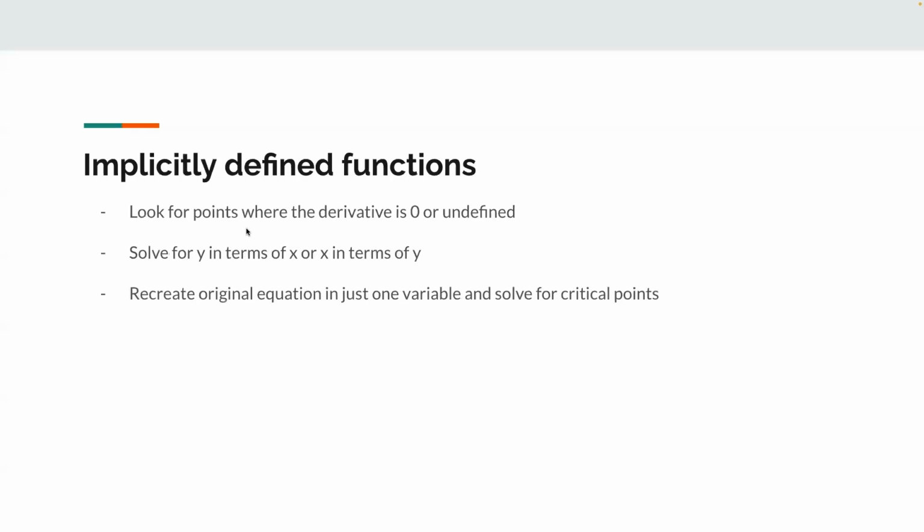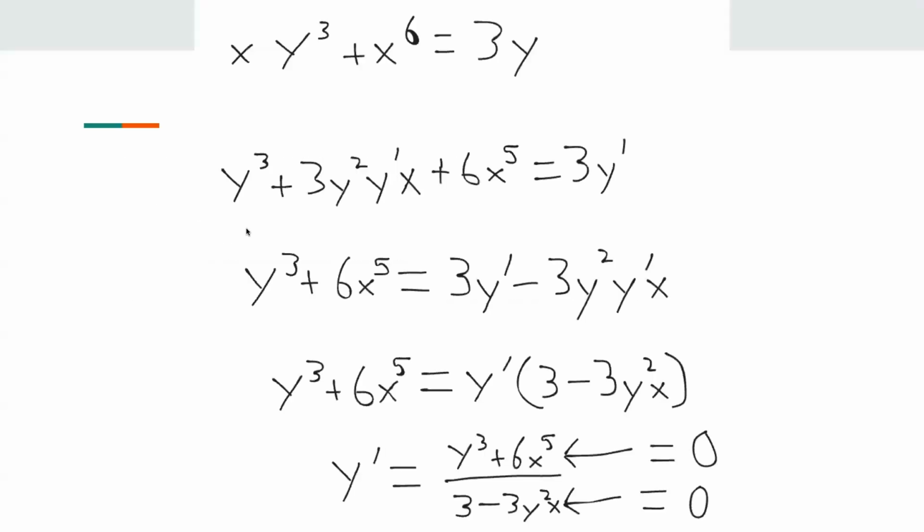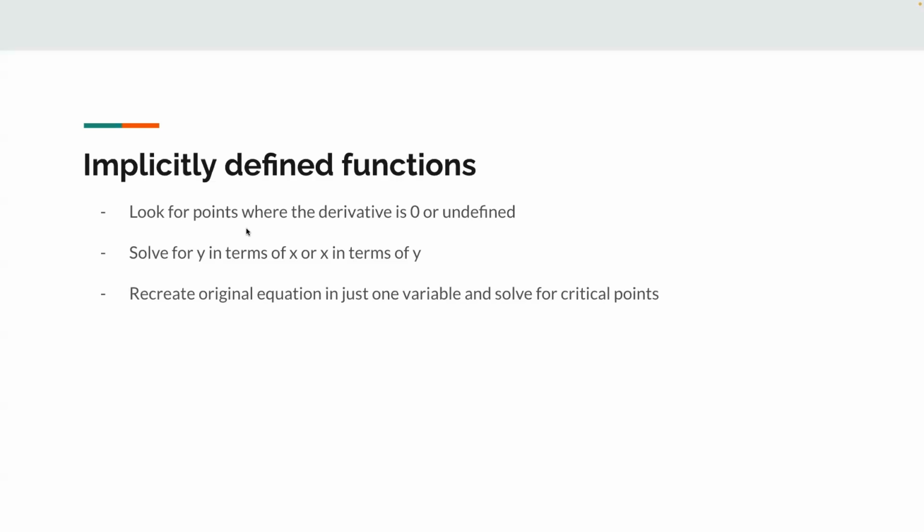Implicitly defined functions. In implicitly defined functions, I'll go more in depth on the next slide, but for implicitly defined functions, it'll have x and y in it, on both sides. So we will look for points where the derivative is 0 or undefined. We solve for y in terms of x, or we solve for x in terms of y.